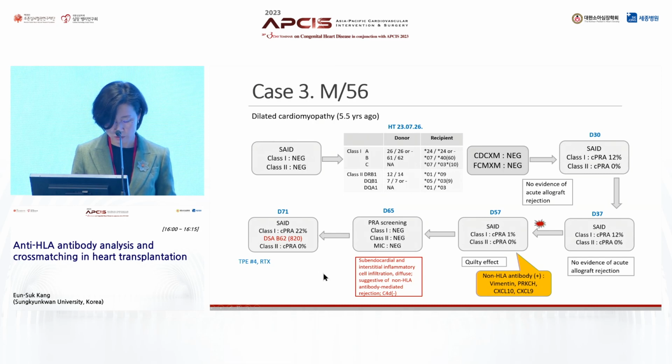In this case, we assume that the non-HLA autoantibody, such as anti-vimentin antibody, played a major role in occurrence of antibody-mediated rejection, but subsequently, it might have primed the production of HLA DSAs as well, and contributed to worsen the clinical course together.